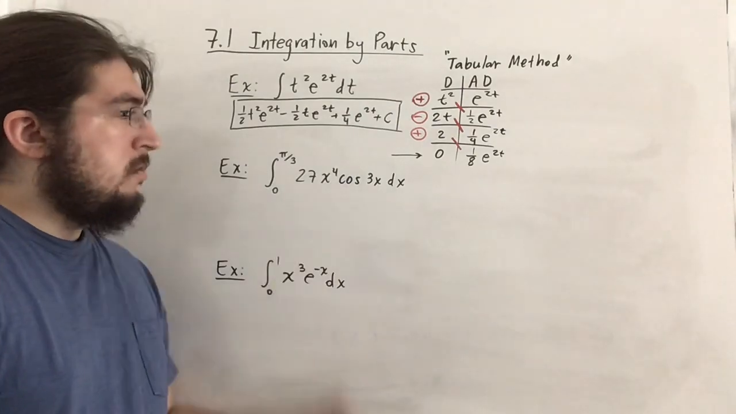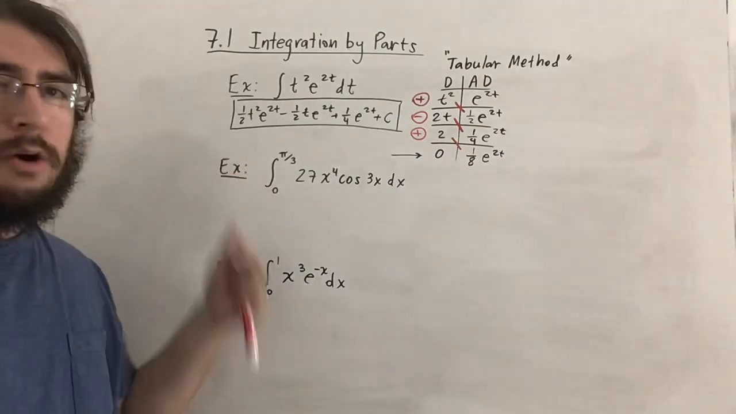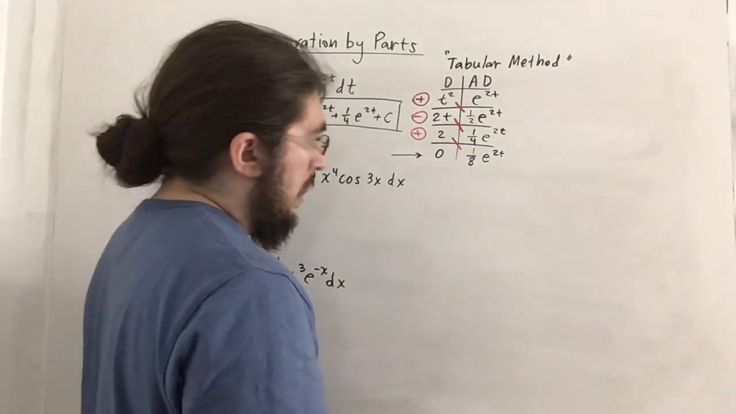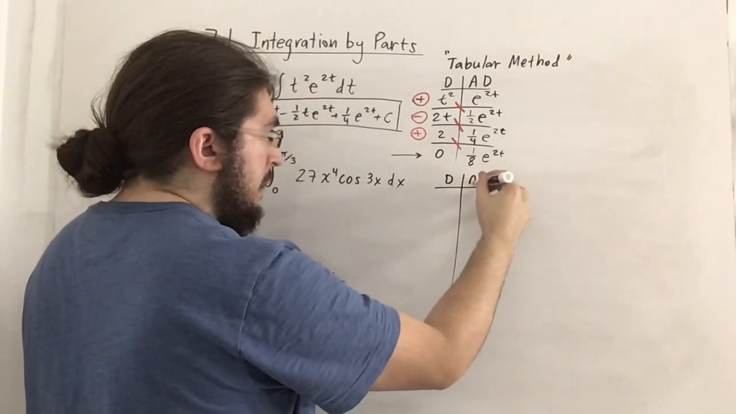So now I'm going to do this one using the tabular method as well. It's going to be a little longer, but there are limits, so hopefully that kind of cleans things up. Let's see. So we're going to start with D and AD.